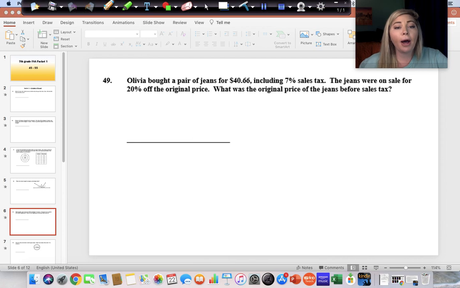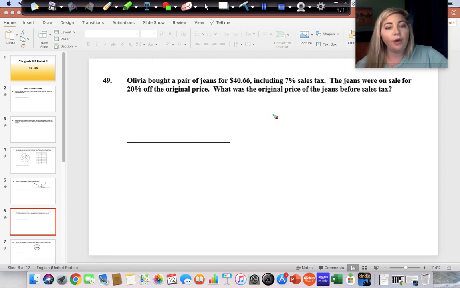Okay, Olivia bought a pair of jeans for $40.66, including 7% sales tax. The jeans were on sale for 20% off the original price. What is the original price of the jeans before sales tax? What you have to do here is work backwards.